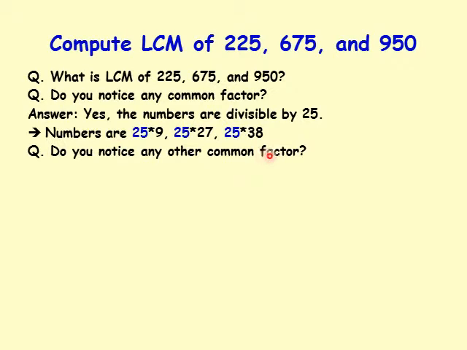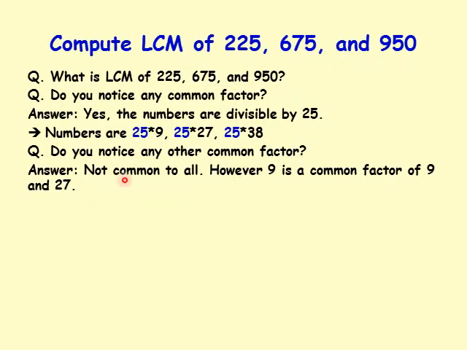Let's continue. Do you notice any other common factors? Among 9, 27 and 38, 9 and 27 have a common factor 9, and 38 does not have the same common factor. Not common to all, but 9 is a common factor of the first two numbers, 9 and 27. So 25 is a common factor to all, and 9 is a common factor to two numbers. Now we have the numbers 3 and 38.